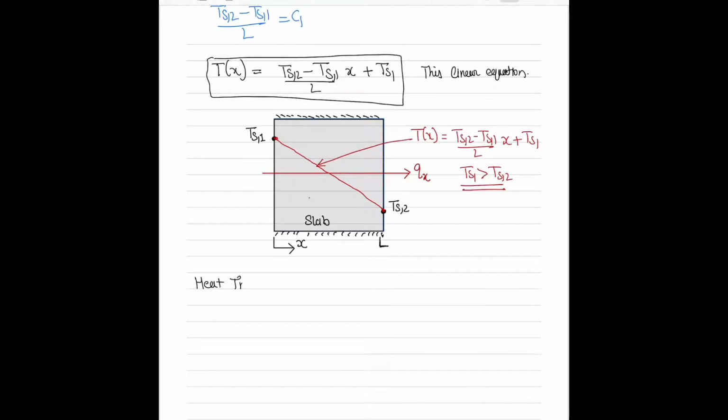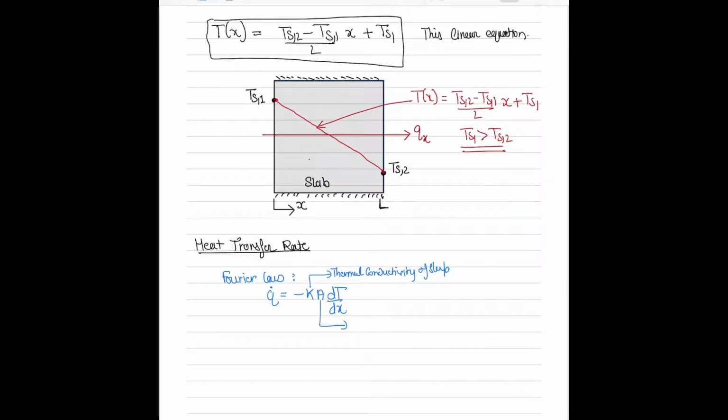Heat transfer rate. From the Fourier law, we know heat equal to minus KA times the temperature gradient, where K is our thermal conductivity of the slab, and A is the area normal to heat transfer.